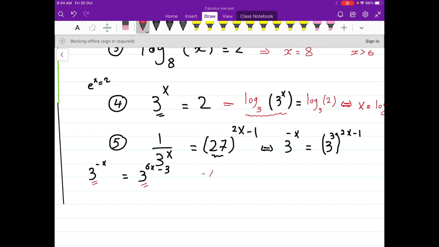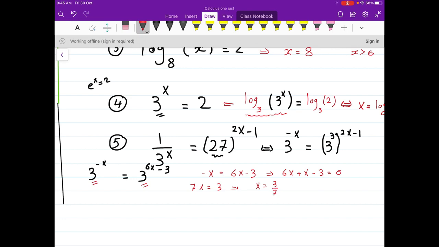So we get minus x equal 6x minus 3. And obviously x belongs to R, the domain is R, since the power is a linear function. Solve this equation: 6x plus x, we just moved this here, minus 3 equal 0. So 7x equal 3. So x equal 3 over 7.